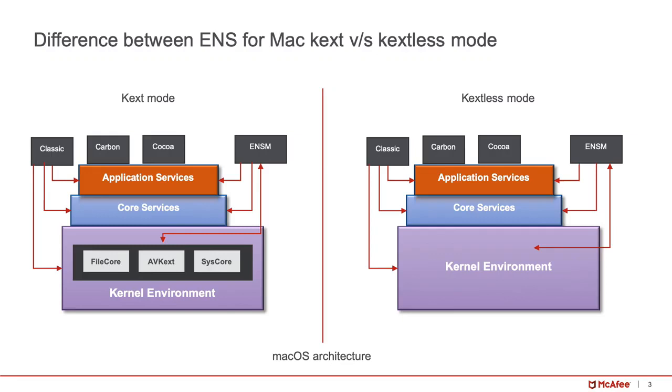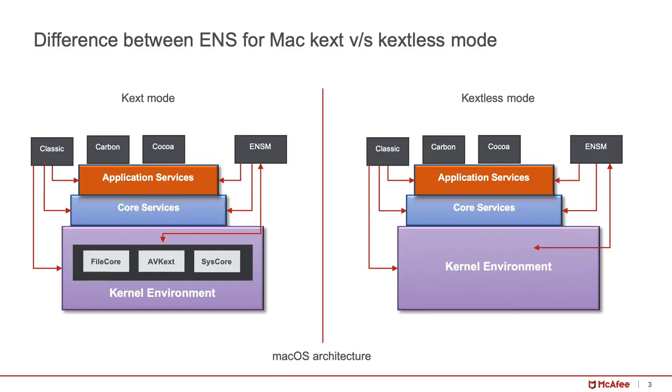Let us see high-level differences between ENS for Mac kext versus kextless mode. In a typical kext mode, ENS for Mac product loads three kernel extensions named FileCore, AVKext, Syscore. These kernel extensions are used to monitor all file events on the macOS operating system.